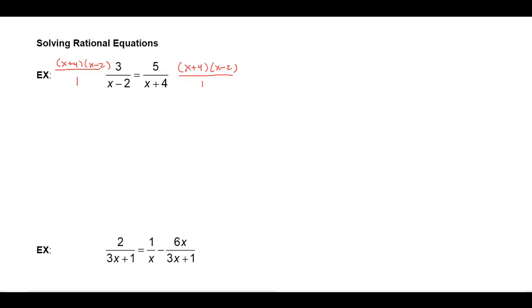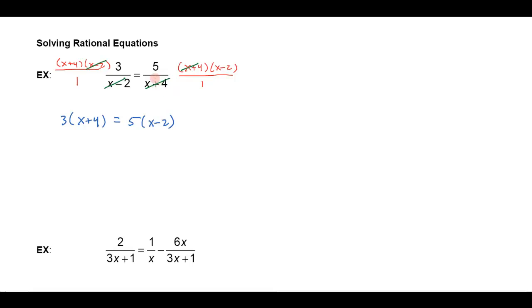Now when I do that, you'll notice that the x minus 2's on this side are going to cancel and the x plus 4's on this side are going to cancel. So I just end up with 3 times x plus 4 on the left equaling 5 times x minus 2 on the right. Now the purpose of this example is to illustrate that this particular rational equation was in the form of a proportion, right? The 3 is to the x minus 2 as the 5 is to x plus 4.